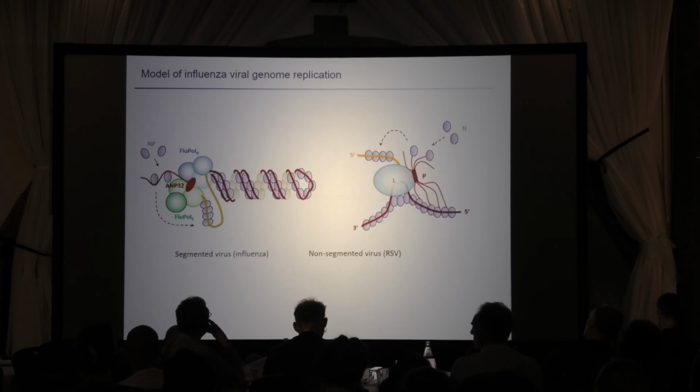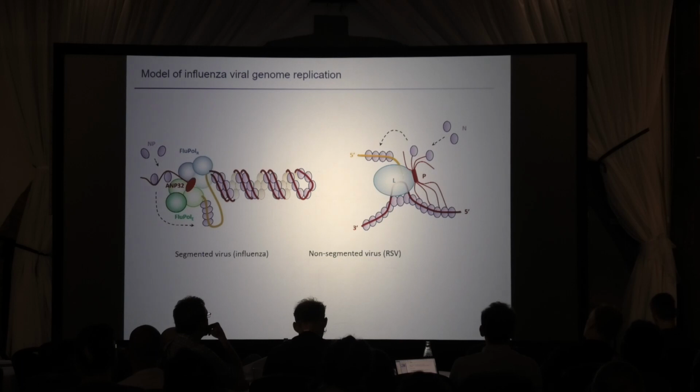And this is sort of analogous to what's seen in the non-segmented viruses, where you have the P protein, which is a sort of molecular chaperone. It binds to the polymerase, and parts of it bind to the RNA-bound nucleoprotein, but the N-terminus of P is able to bind free, RNA-free nucleoprotein, which is thought to then be able to increase the local concentration.